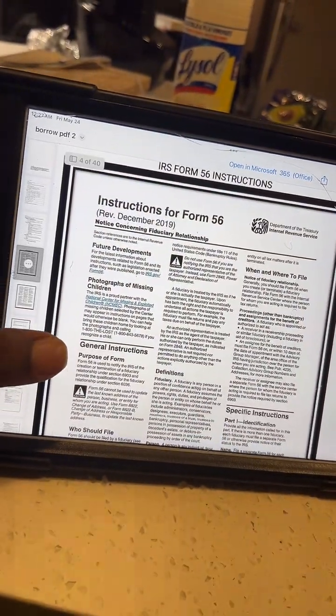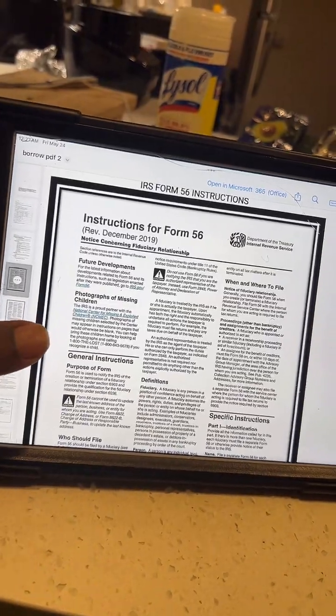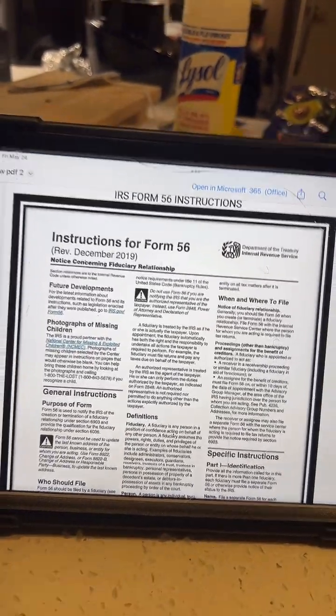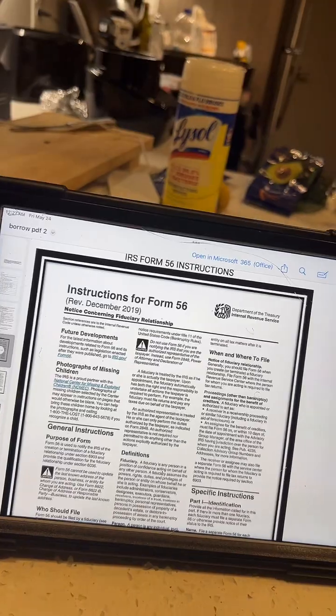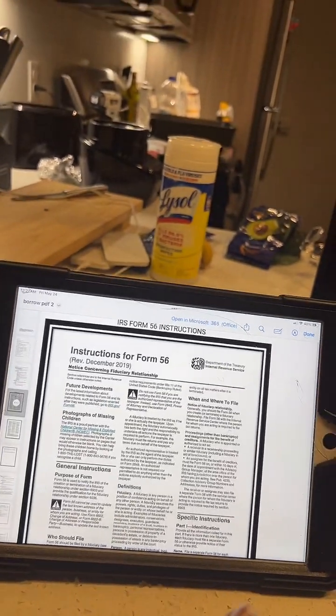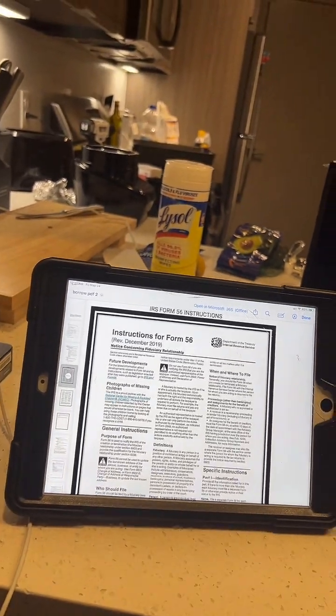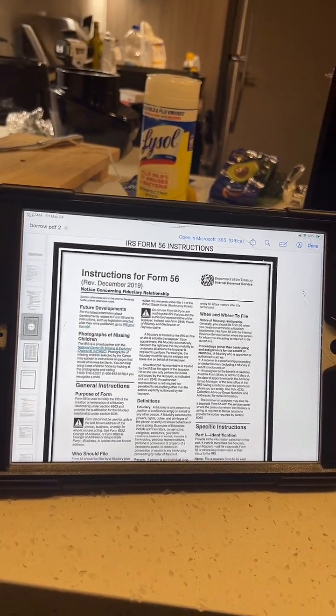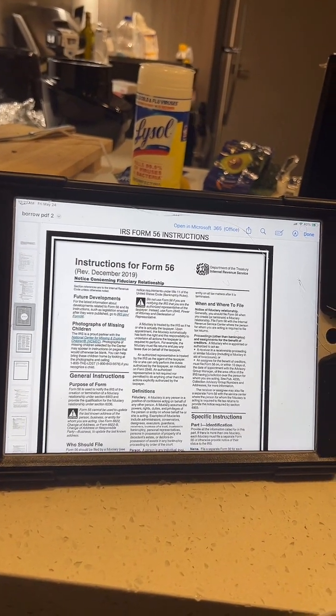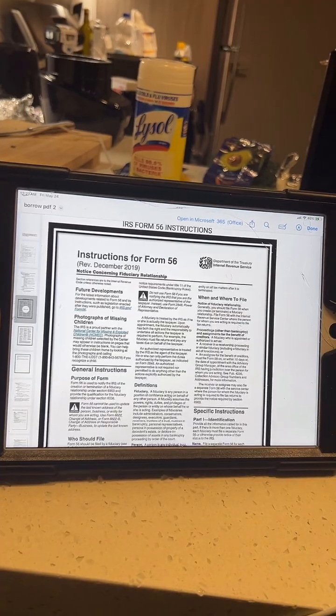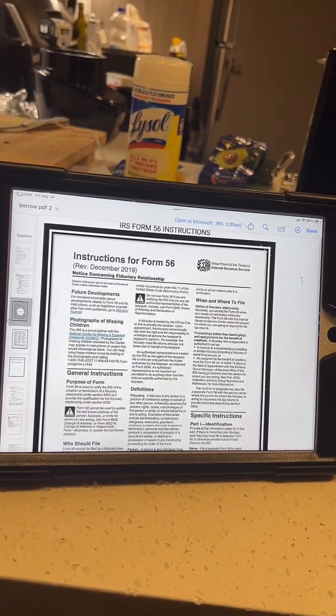So yeah, this gives the forms of where you can go. You can either do this online or you can order the forms off the IRS website, and that's free to do. It's free to order the forms on the IRS website. I'm gonna show y'all a form that I ordered off the IRS website free of charge, and I'm gonna show y'all the website I went to.